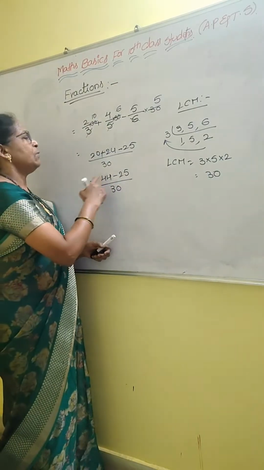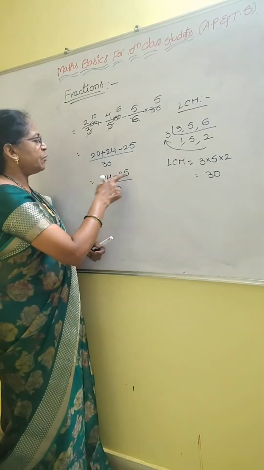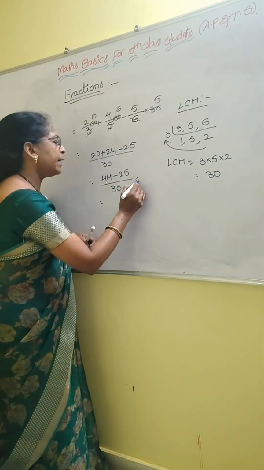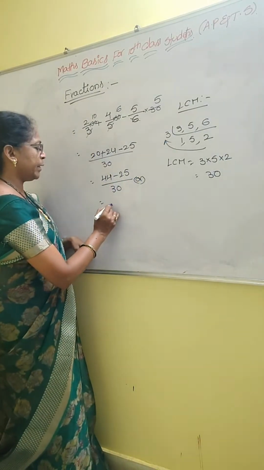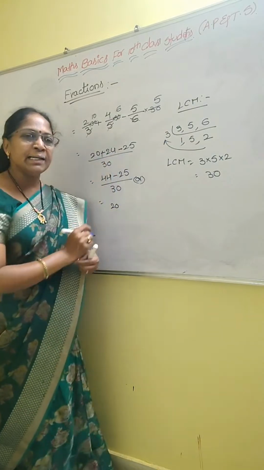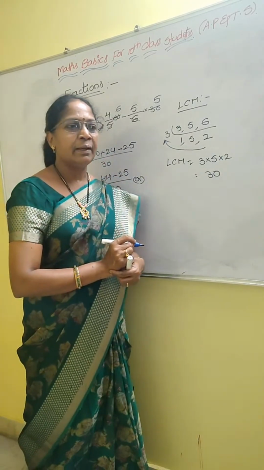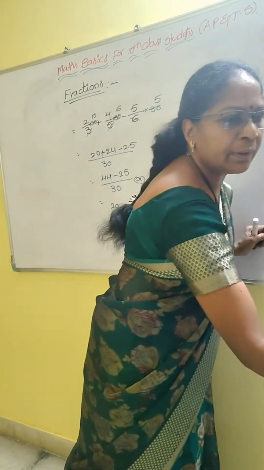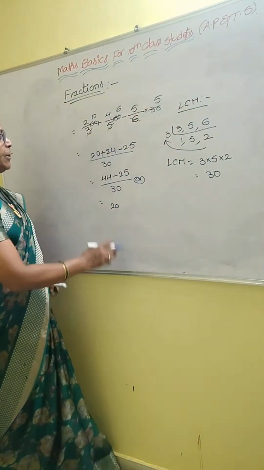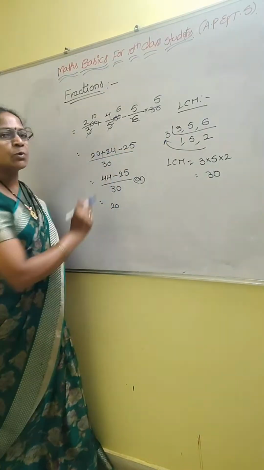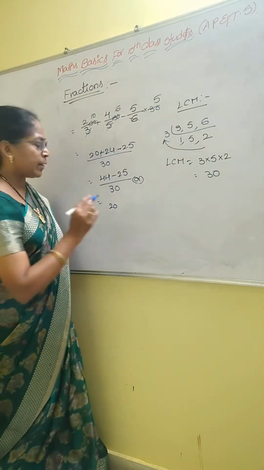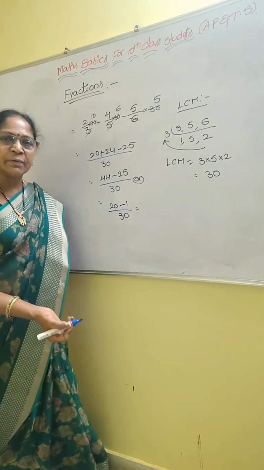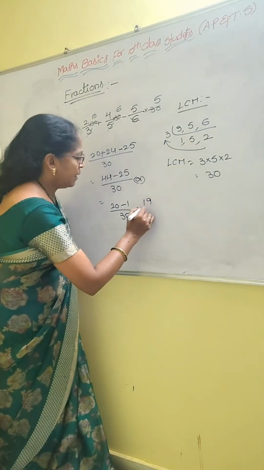Now, what's the value? Anybody, can you tell me? 44 minus 25 equal to how much? Or one simple method, here I am writing a simple way. First one is 20. 24 minus 25 equal to how much? Anyone? Can you answer me? Here 24 minus 25 equal to how much? Minus 1, divided by 30. 20 minus 1 equal to how much? 19 by 30.